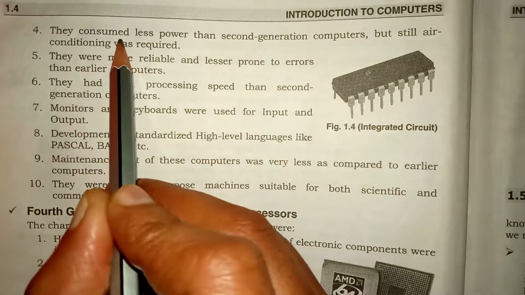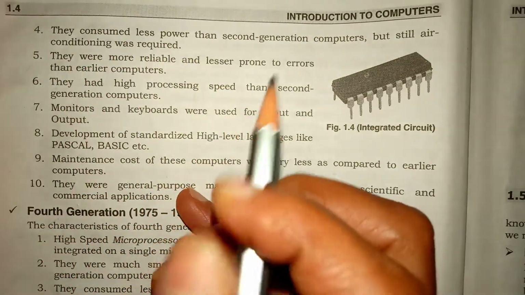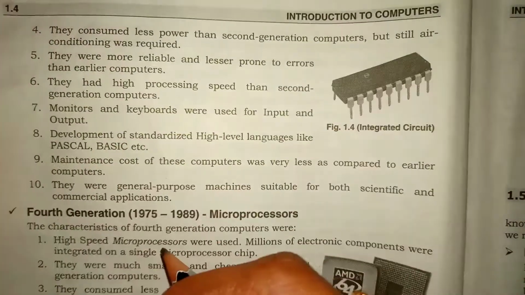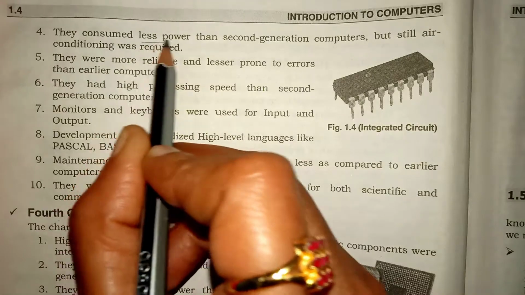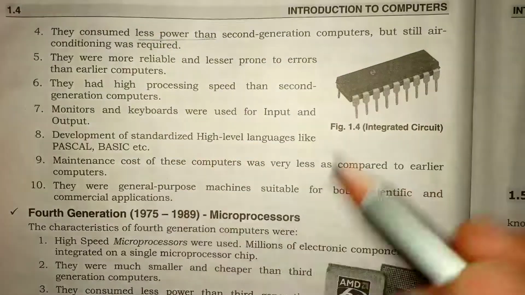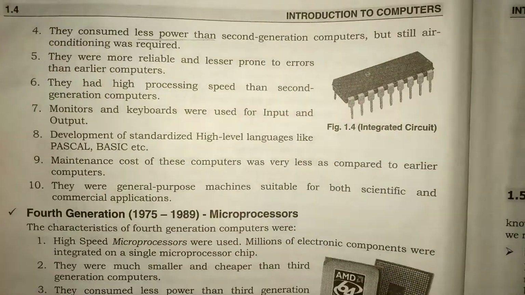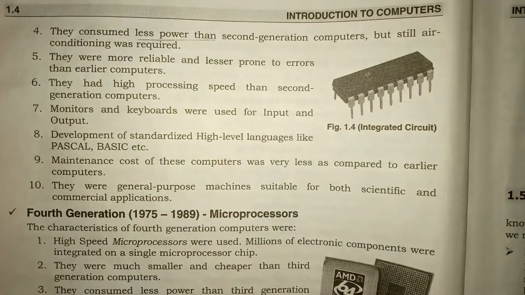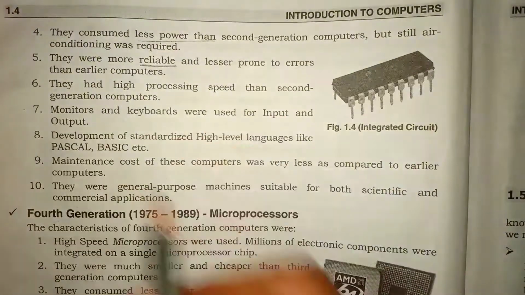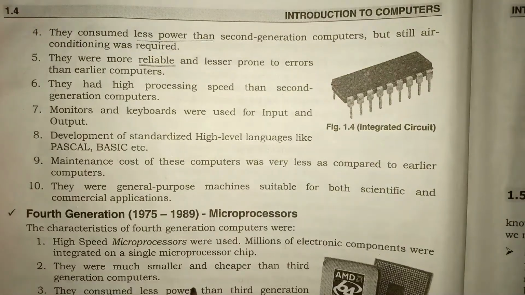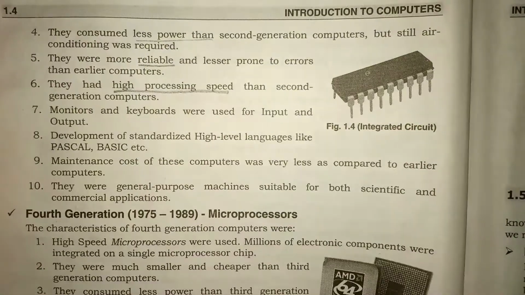Third generation computers consumed less power. First generation used more power, second generation somewhat decreased, and come to the third generation, less power than second generation. Here, the power consumption is decreasing from generation to generation. And these were more reliable compared to the previous generation computers, with higher processing speed than second generation computers.